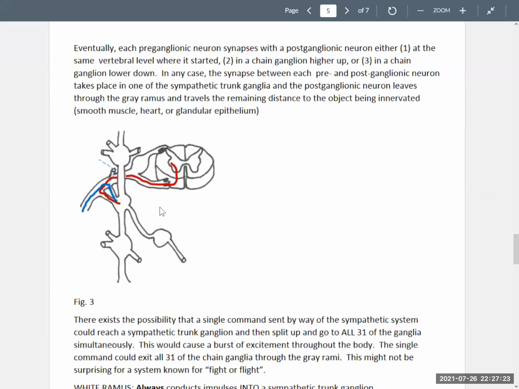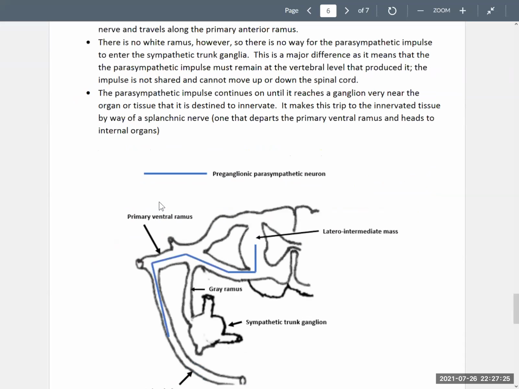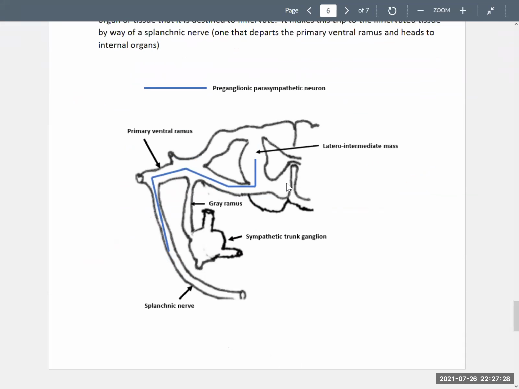In the area of the sacrum, the spinal cord initiates the preganglionic neuron. It's a motor neuron, but there's no white ramus and there's no way to get into the party here. So you must go on. It gets the next longest neuron, which is the splanchnic nerve, which goes right to the organ.